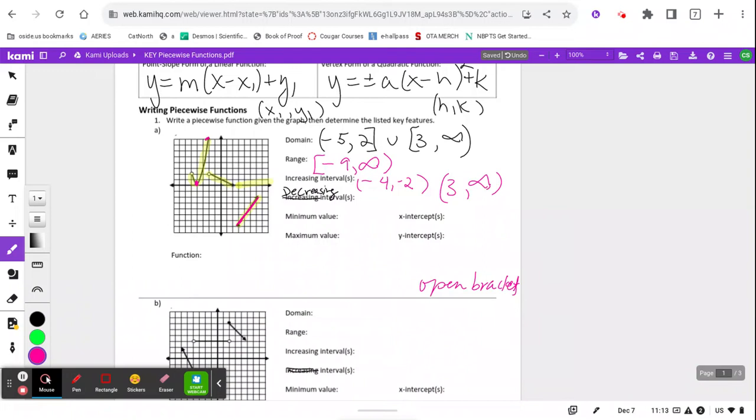The decreasing sections of this graph are going to be this part over here, this little tiny downwards part. So that's going to be from negative 5 to negative 4. Increasing and decreasing are all open. And then there's another decreasing section from negative 2 to 2.